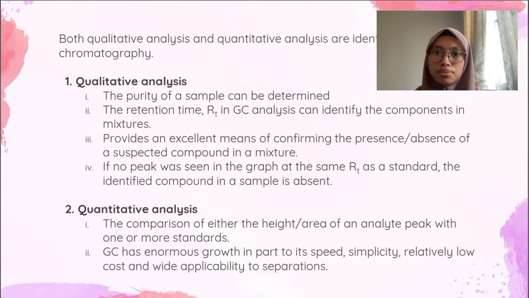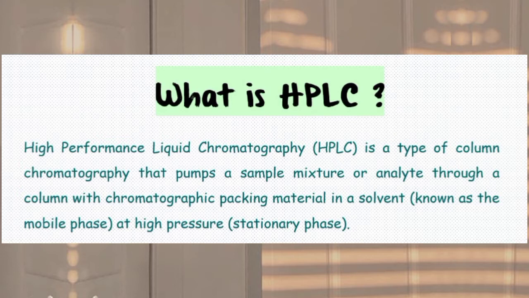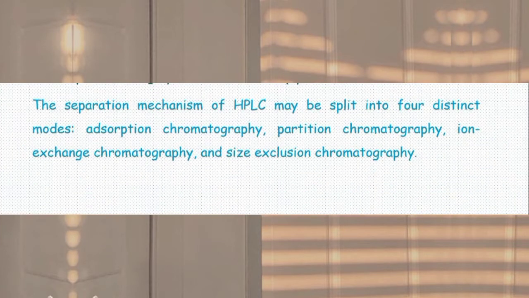What is HPLC? HPLC is a type of column chromatography that pumps a sample mixture or analyte through a column with chromatographic packing material in a solvent, known as the mobile phase, at high pressure, onto the stationary phase. The separation mechanism of HPLC may be split into 4 distinct modes, which are adsorption chromatography, partition chromatography, ion exchange chromatography, and size exclusion chromatography.